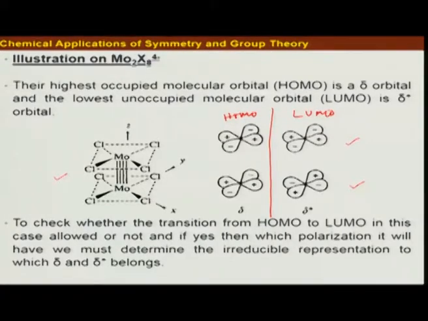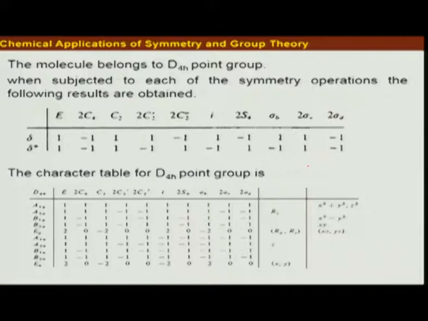So, we have to operate all the symmetry operations for this particular point group to which this molecule belongs on this HOMO and LUMO and get the representation. The molecule belongs to the D4h point group. If you are not convinced here, then I request you to go back to the second week of this lecture and learn a little more about point group analysis. So, this molecule has D4h symmetry.